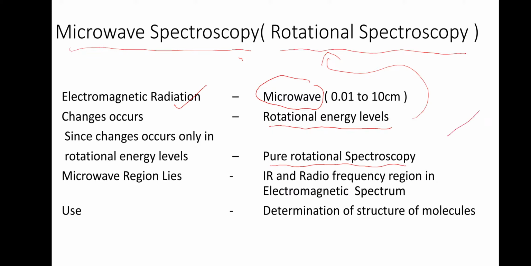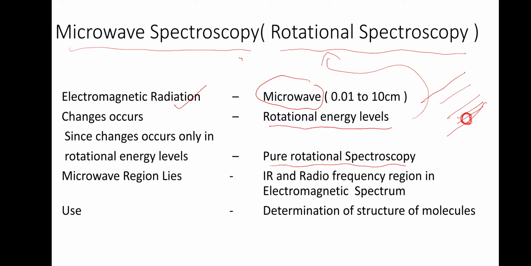We have already seen electronic energy levels. Electronic energy level is further divided into vibrational energy levels. Vibrational energy level is further divided into rotational energy levels. So when you take all three, this is the one having the smallest energy.